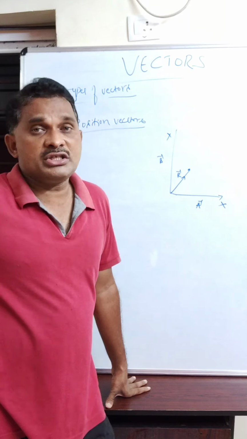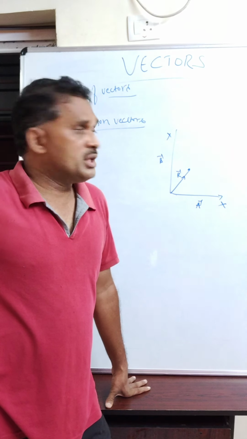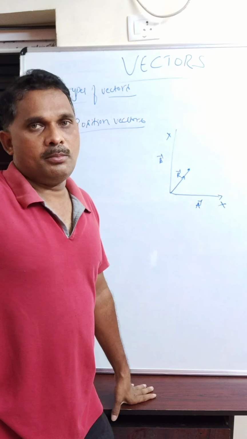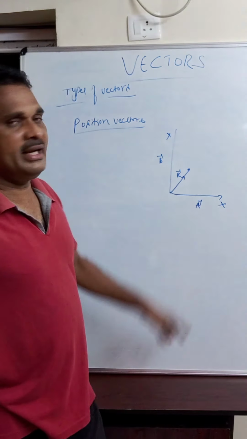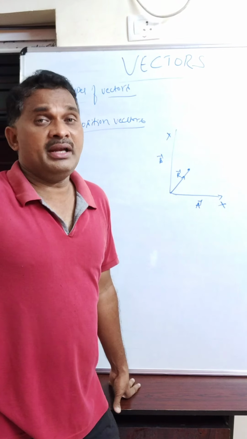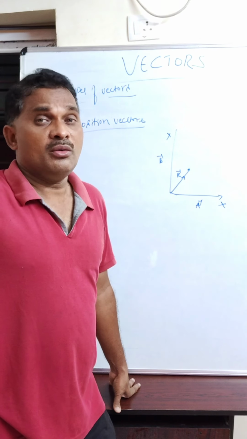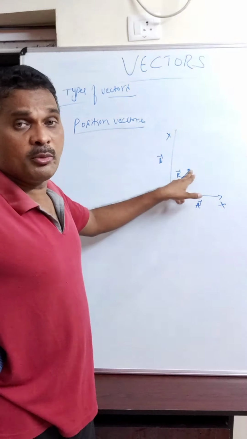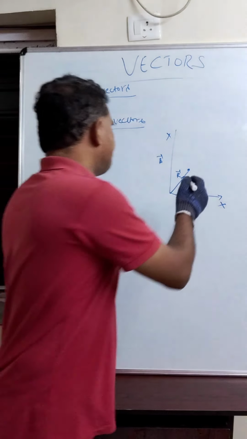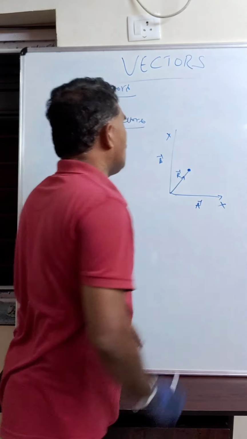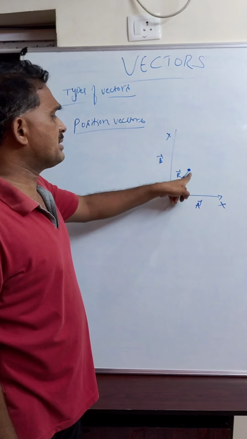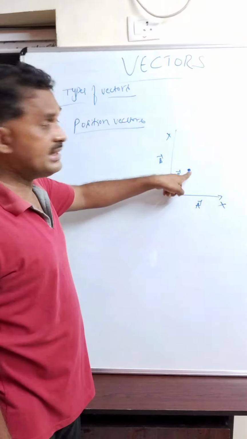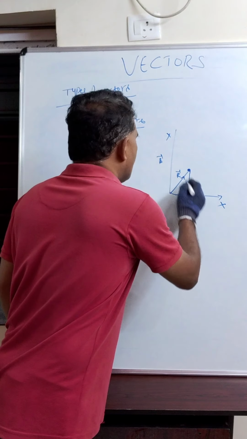This r bar is called the position vector because in the coordinate system, it is a line drawn from the origin that connects to the point whose position we have to find. Okay, this is called the position vector. This r bar represents the position, touching the point, and it tells about the position.